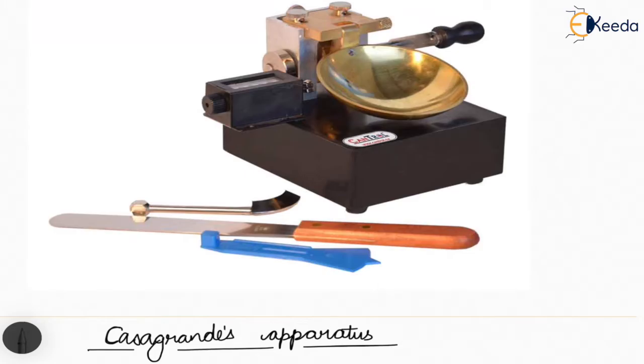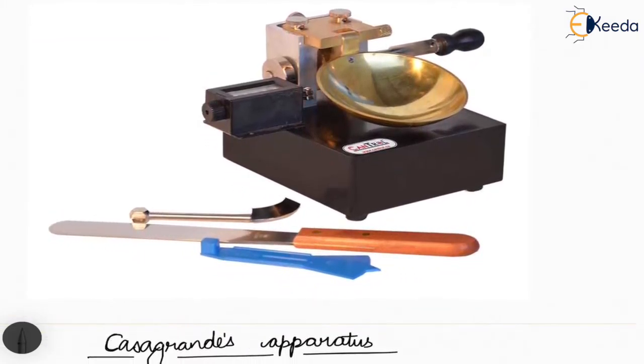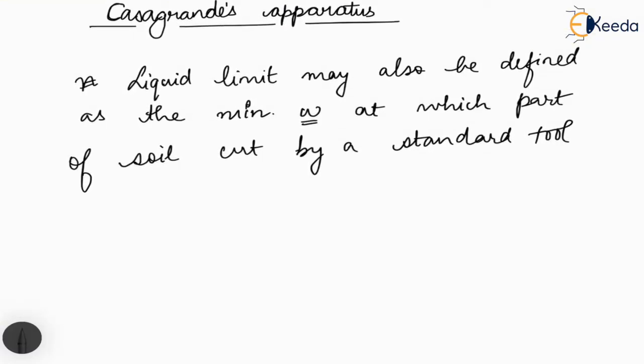What happens? The sample of soil is taken, and for a random amount of water content, it is mixed with it and it is placed in this bowl. I will explain the later process with the next point. So for now, let us understand the basic definition and what Casagrande said.